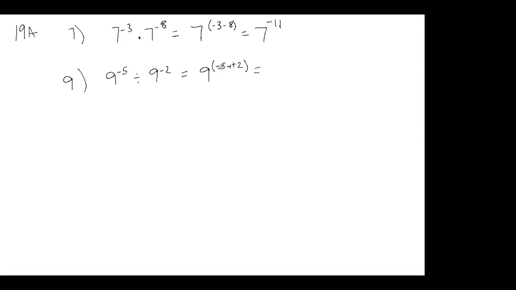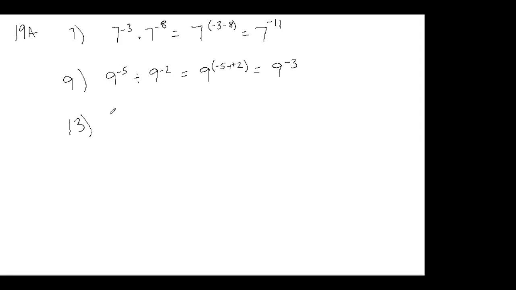So now I have 9 to the negative 5th plus 2. So a negative 5 and then a plus 2 means we're going to add. So we're going to be less negative now and have negative 3. So 9 to the negative third.